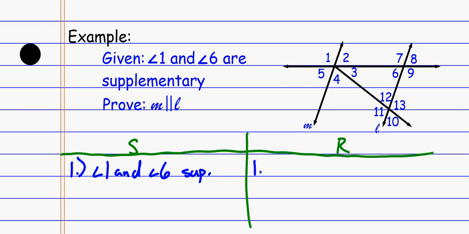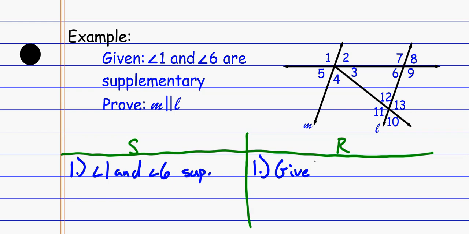I do quite a bit of abbreviating. And I know that because it was given. Hey, those guys are supplementary. Good for us. Okay? But now think about supplementary. All right? I know that 1 and 6 are supplementary. What else do I know are supplementary? And how is that going to help me?